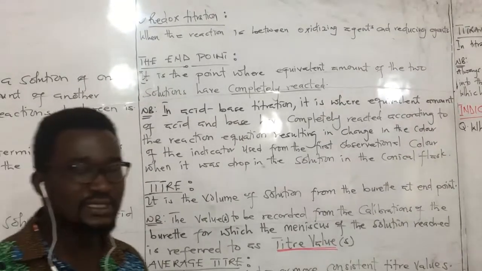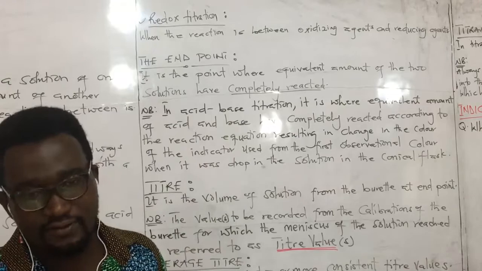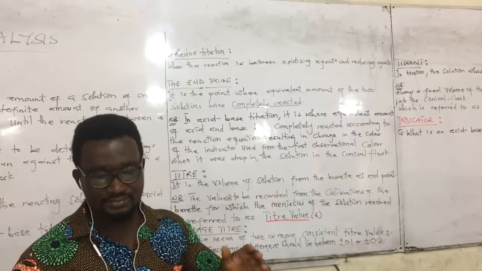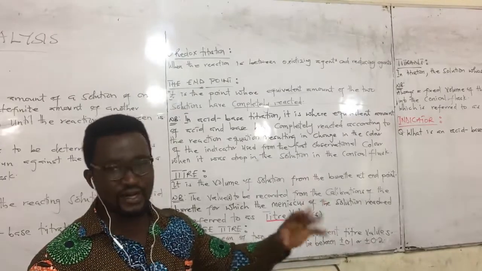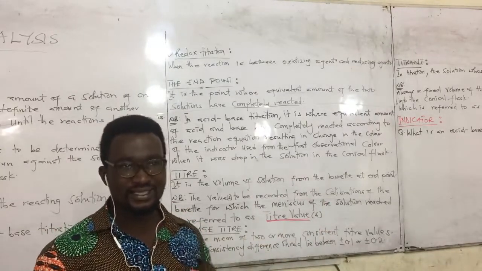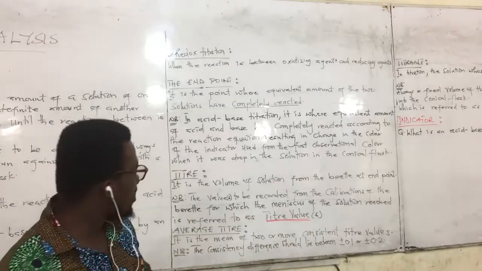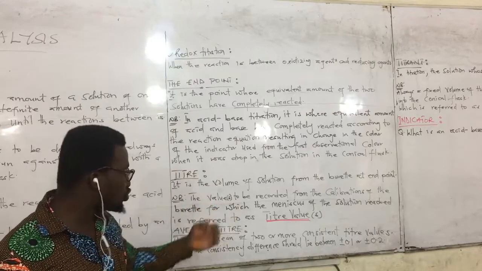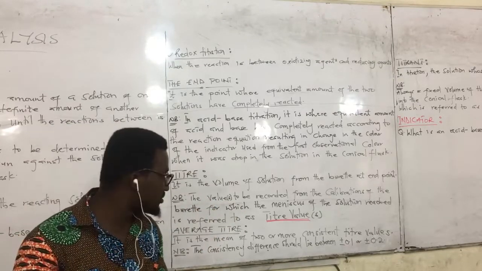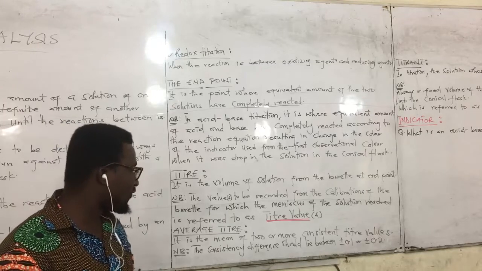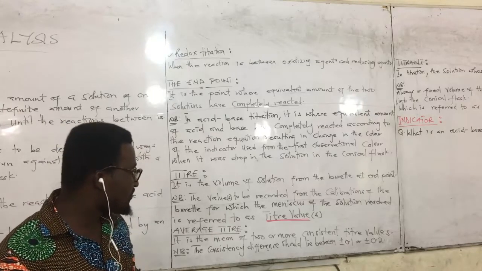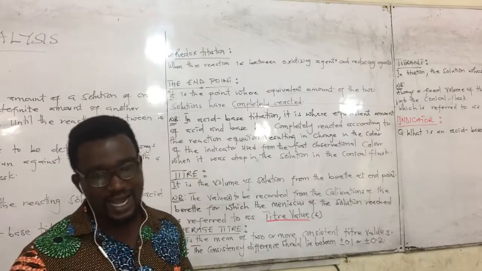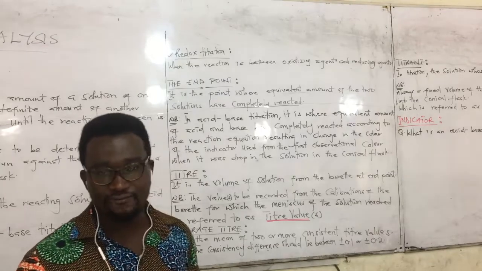So mostly you will see 3 titre. So 3 runnings from the burette. When you say 3 titre values, you will see 3 runnings: the first running, the second running of the burette, and then the third running of the burette. Note, the values to be recorded from the calibration of the burette, for which the meniscus of the solution reaches, are referred to as titre value or titre values.